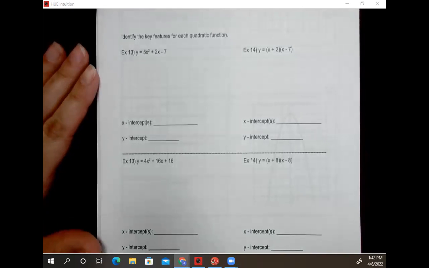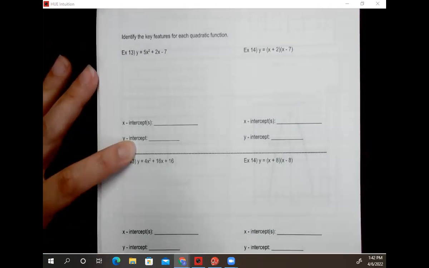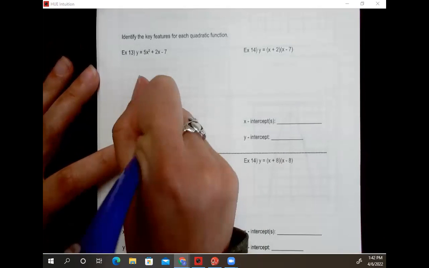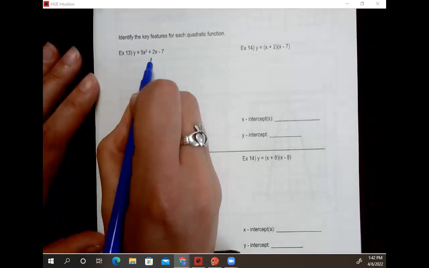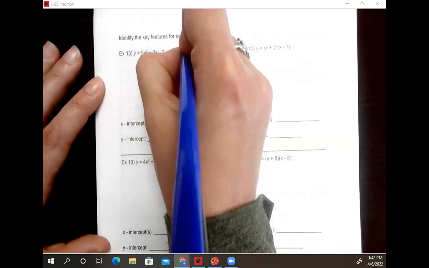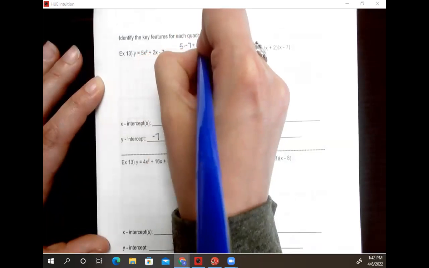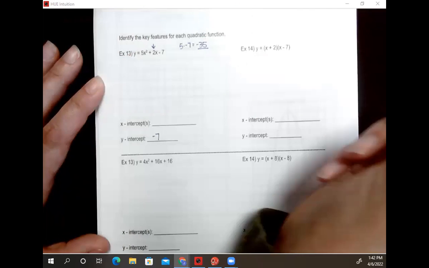Standard. What do I know from standard form? The y-intercept. What is our y-intercept for this function? -7. I want to know the x-intercepts as well, so that means I need to factor this. Do I have a GCF here? Nope. So we have to use AC method. So 5 times -7 gives me -35.